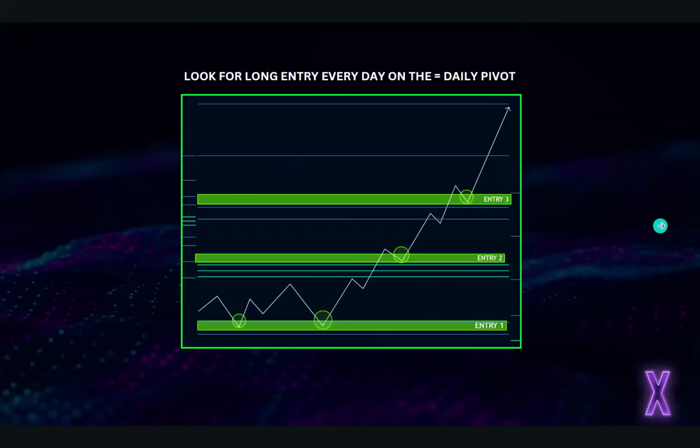So remember, guys, in this long example, we're only looking for longs when price is above the weekly pivot. When price is above the weekly pivot, we're coming onto the daily pivot, and we're going to look every day for that week. As long as price stays above the weekly pivot, we're looking for longs on the daily pivot. And these are the places we're going to look for long entries.